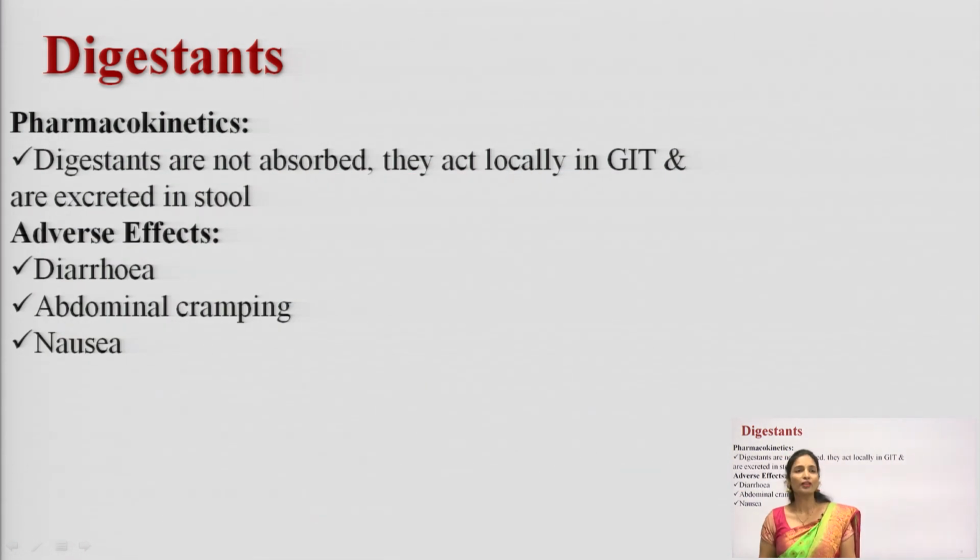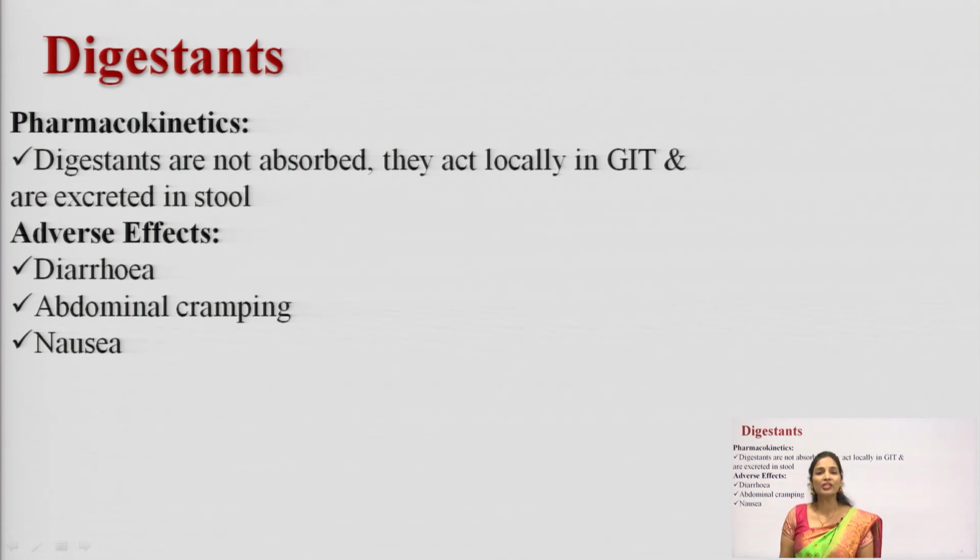Okay. So, what are the pharmacokinetics of digestants? Digestants are drugs which are not absorbed orally. They act locally in the GIT and are excreted in the stools. Remember one point: digestants are the drugs which do not get absorbed, they act locally in the GIT and are eliminated by the stool.